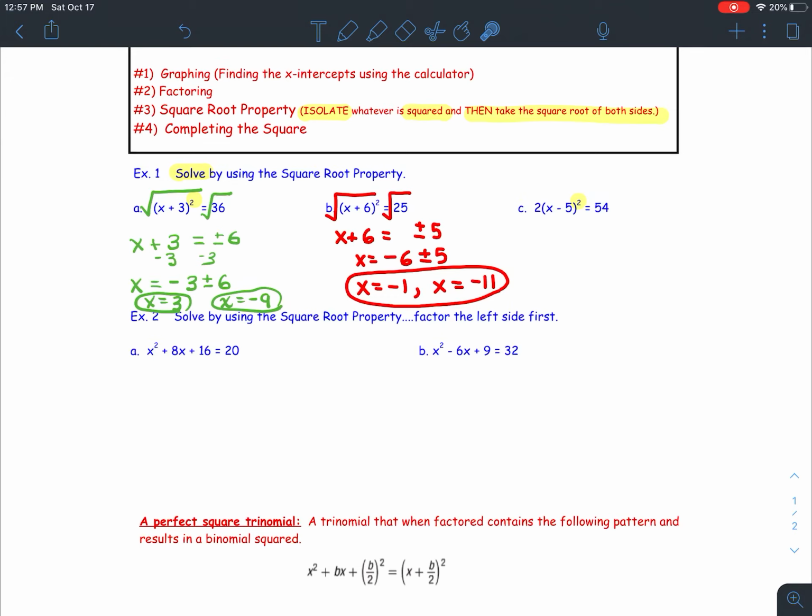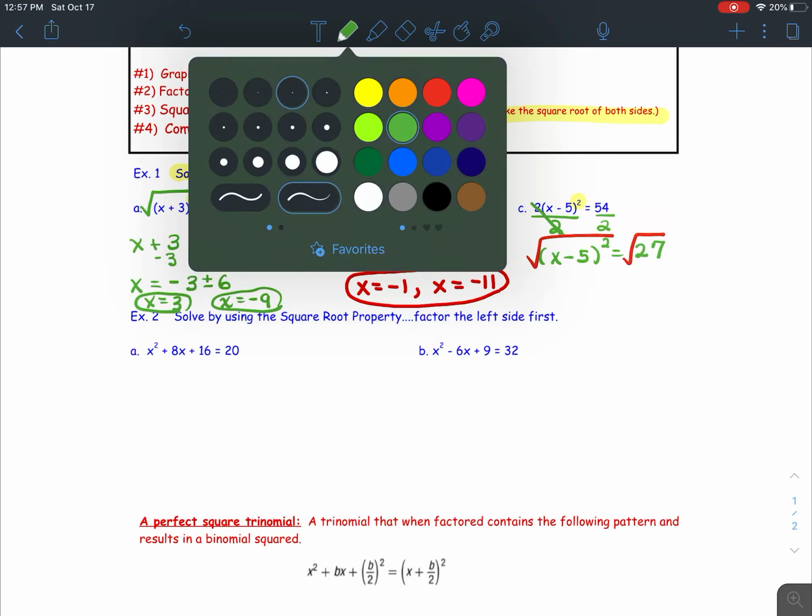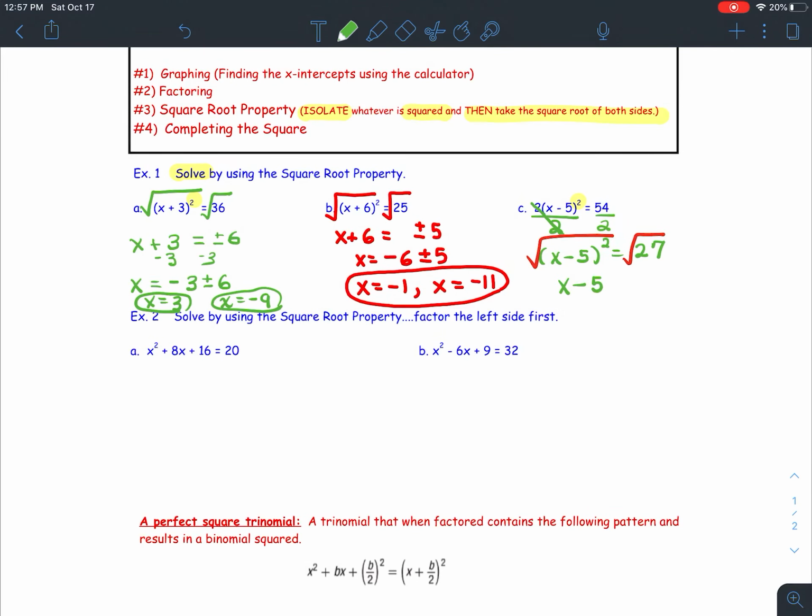Now look at where that exponent is. You'll notice this exponent is only on the x minus 5. This extra 2 that's in front here has nothing to do with that exponent. So before you get ahead of yourself and start taking the square root of both sides, you first need to get rid of that 2 that's in front. I'm going to divide both sides by 2 so that I am just isolating what is on the left side here. Once I've isolated what's being squared, it is now safe for me to go ahead and take the square root of both sides. The square root of x minus 5 squared is simply x minus 5.